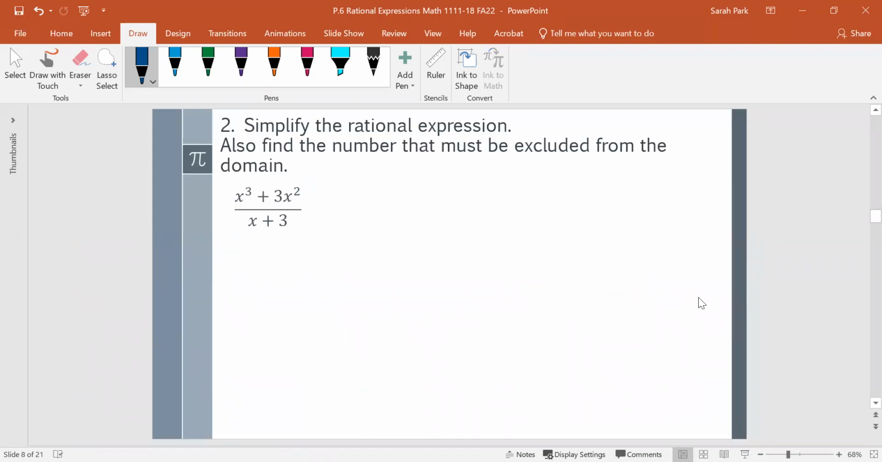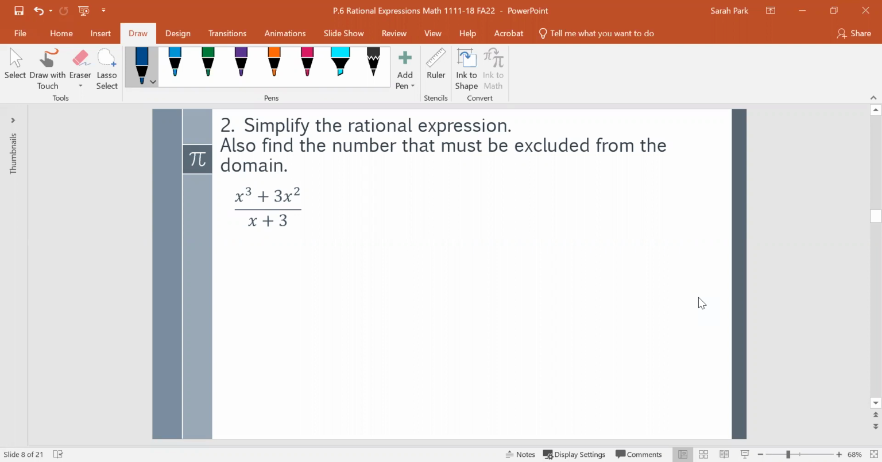So we have here: simplify the rational expression and find the number that must be excluded from the domain. So we're doing two things: finding what numbers we need to exclude from the domain, and also simplifying. Let's simplify first. How we simplify is you try to factor all the different parts. In the numerator, we have x to the third plus 3x squared. In the denominator, we have x plus 3.